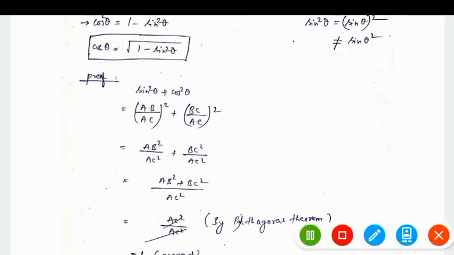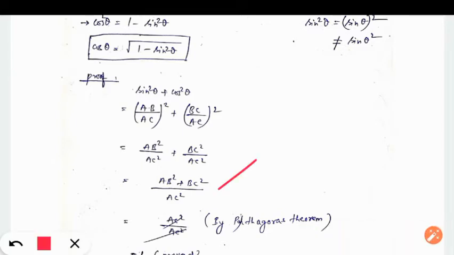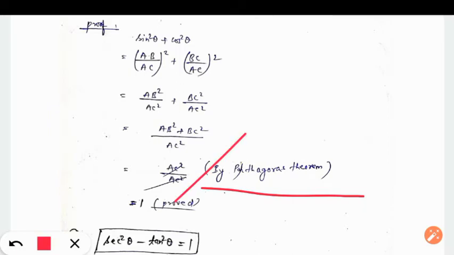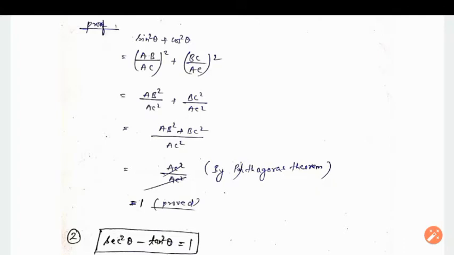So after taking LCM, we have this step. Now AC square plus BC square, that is perpendicular square plus base square, gives you hypotenuse square by Pythagoras theorem. So AC square cancels out, and we have 1. This is the proof of the result: sin square theta plus cos square theta is 1.